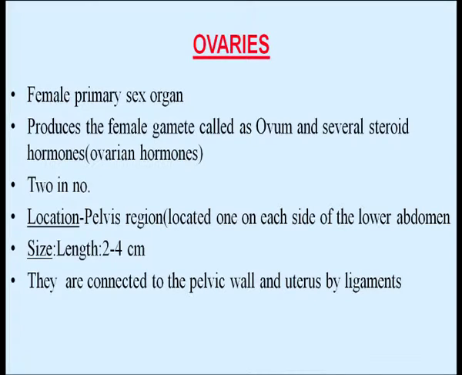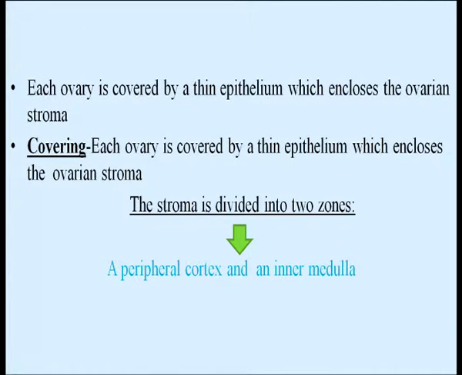What is the size of an ovary? It has a length of 2 to 4 centimeter. They are connected to the pelvic wall and uterus by special ligaments which hold the ovary. Each ovary is covered by a thin epithelium which encloses the ovarian stroma, and stroma is divided into two zones, a peripheral cortex and an inner medulla.